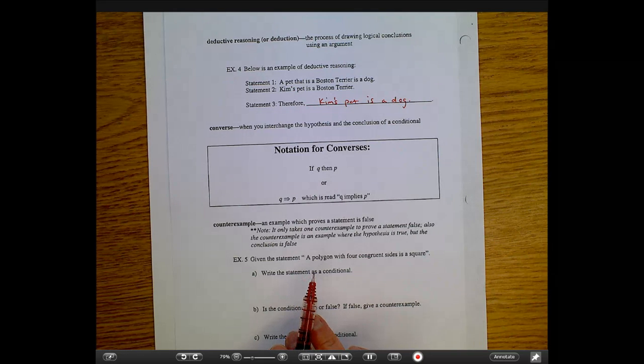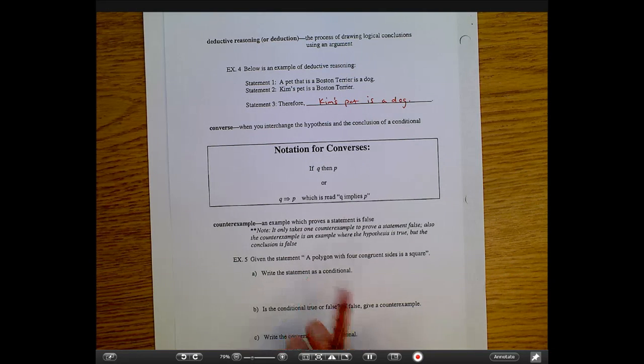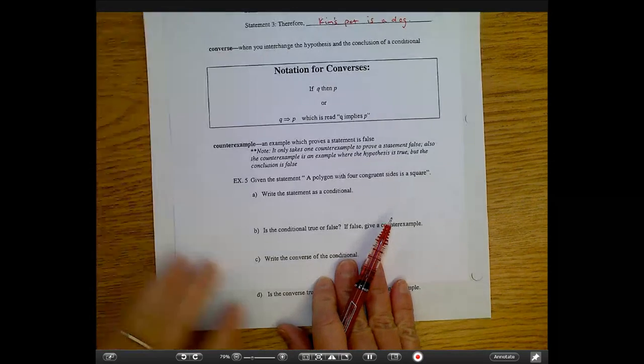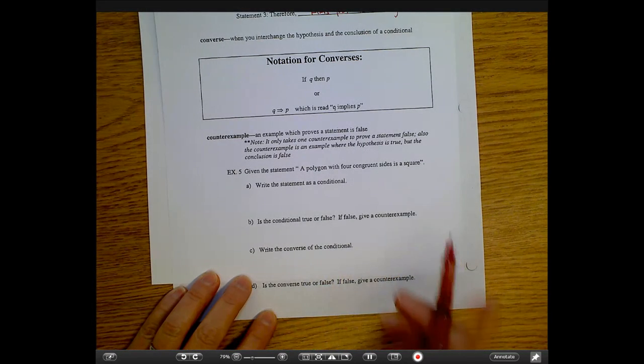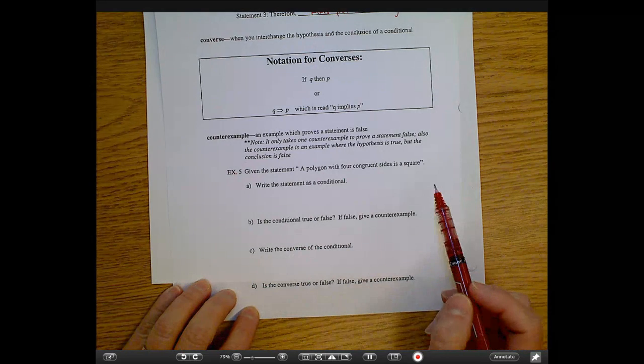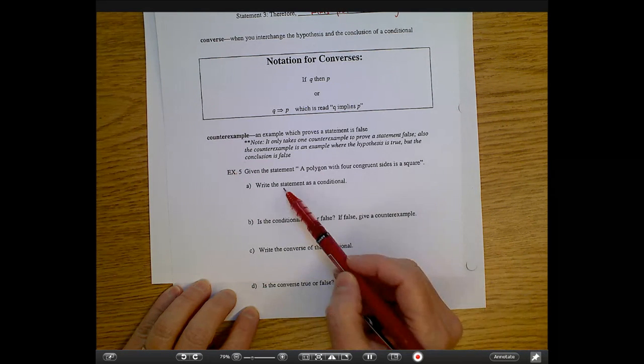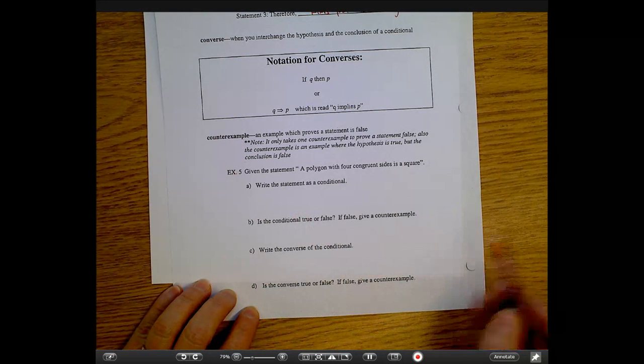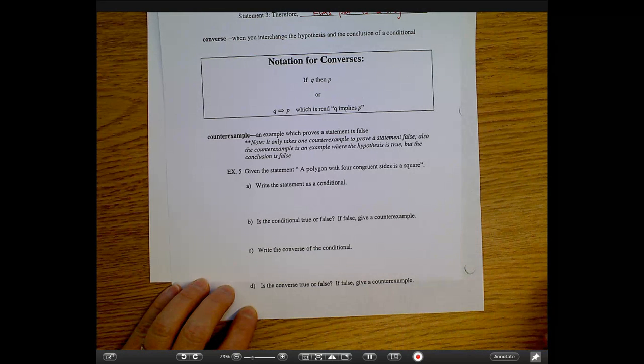So let's break it down. We've got this math sentence: a polygon with 4 congruent sides is a square. Let's first write this as a conditional. I would like you to pause this video right now and try parts A through D and see how it goes. When you're ready, turn it back on and we'll walk through it.